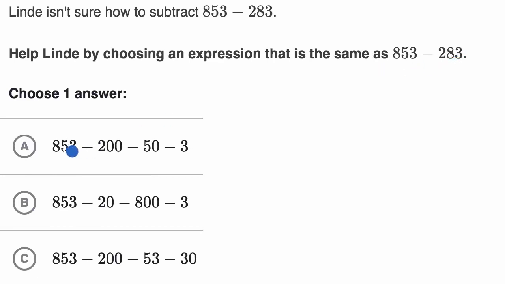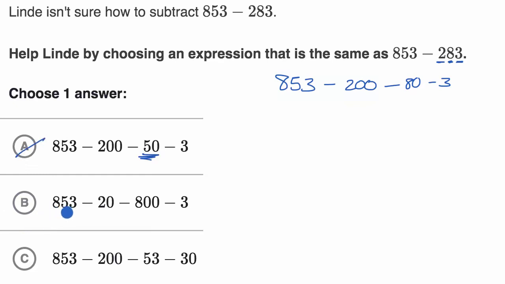All right, now when we look at all of the choices, they all start with 853. Now this first choice, they subtract out 200. That makes sense because we have 200s right over there. Then they subtract out 50, and then they subtract out 3. So the 200 and the 3 make sense. You can view 853 minus 283 as 853 minus 200s minus 80, 8 tens right here, minus 3. But that's not what they wrote over here. Instead of putting an 80 here, they put a 50. So we can rule that out.